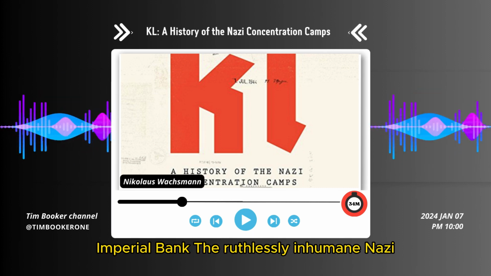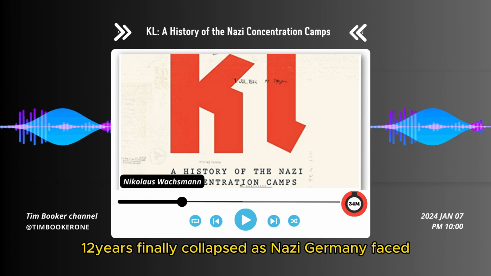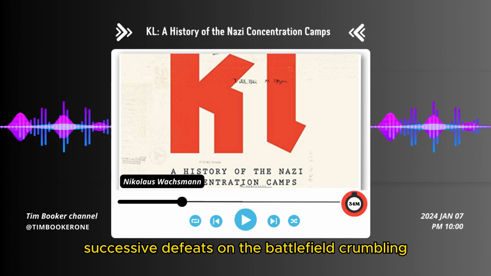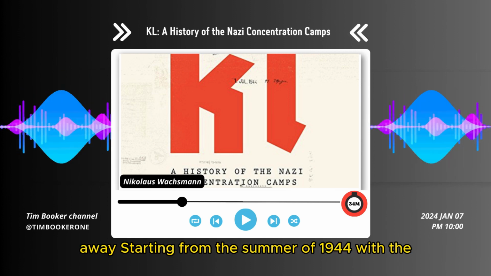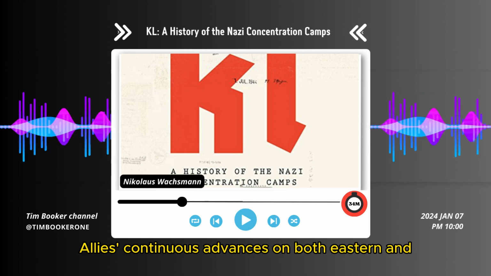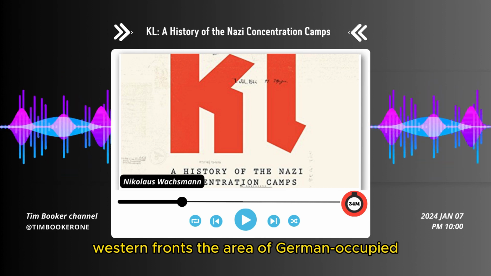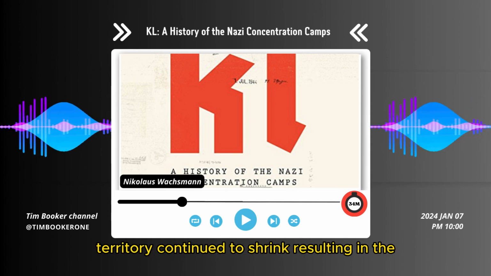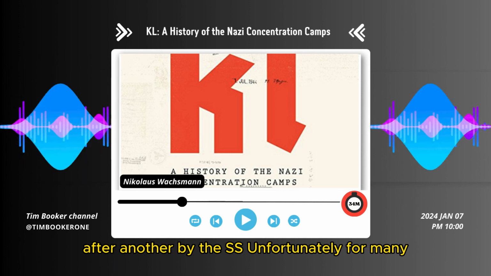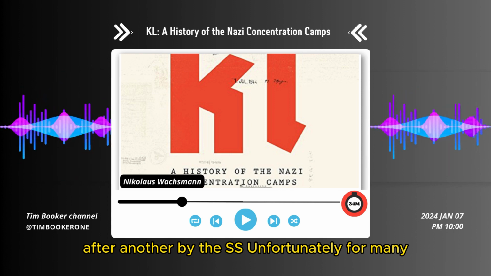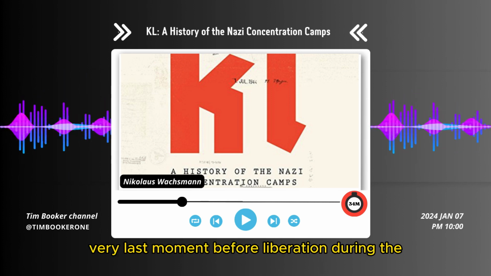The ruthlessly inhumane Nazi concentration camp system, maintained for 12 years, finally collapsed as Nazi Germany faced successive defeats on the battlefield, crumbling away. Starting from the summer of 1944, with the Allies' continuous advances on both eastern and western fronts, the area of German-occupied territory continued to shrink, resulting in the hurried abandonment of one concentration camp after another by the SS. Unfortunately, for many prisoners, their lives ended at the very last moment before liberation.